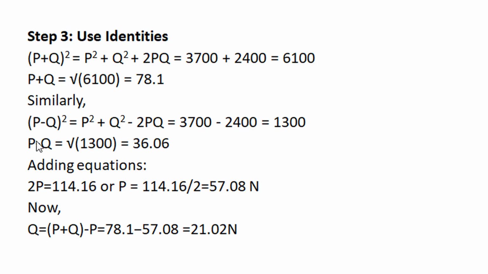So we know the sum and we know the difference, and when these two identities are added, Q cancels out as its coefficient is the same. So 2P becomes the sum, 114.16, and when it is divided by 2, P becomes 57.08, and from the sum, when we subtract P, we get Q as the sum 78.1 minus the value of P, 57.08, so Q comes as 21.02 Newton.